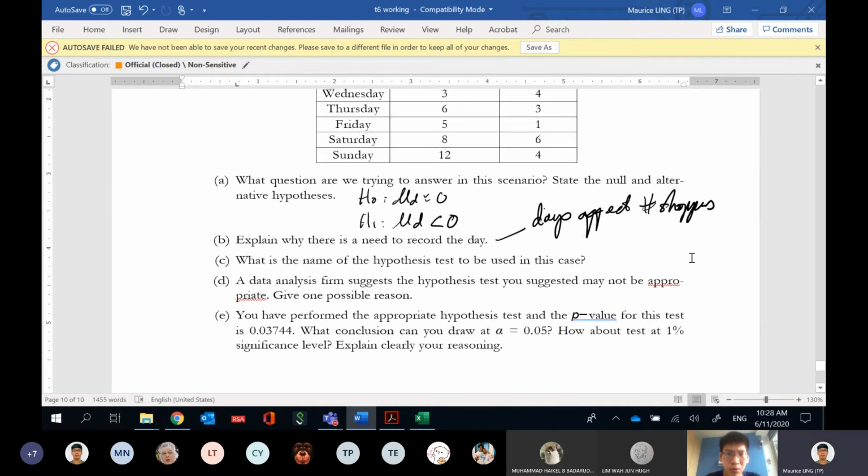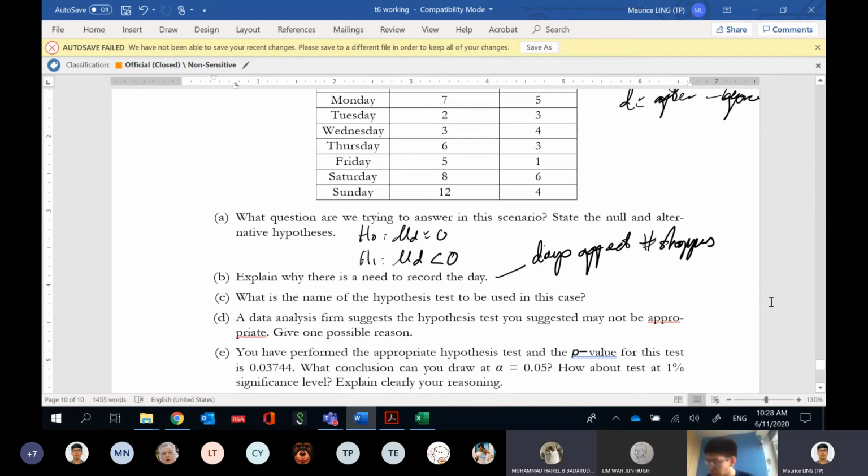So what is the hypothesis test that you will use? Question C? Please don't tell me t-test. Tell me what t-test. Wait. Paired t-test. Yes, all right. Paired t-test. Okay.